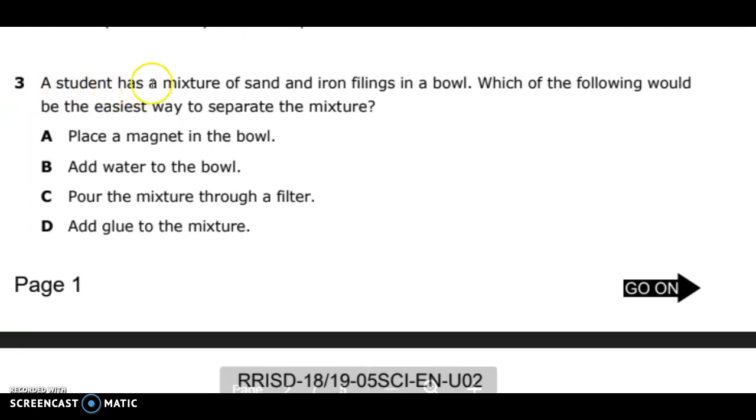Question 3. A student has a mixture of sand and iron filings in a bowl. Which of the following would be the easiest way to separate the mixture? A. Place a magnet in the bowl. B. Add water to the bowl. C. Pour the mixture through a filter. D. Add glue to the mixture.